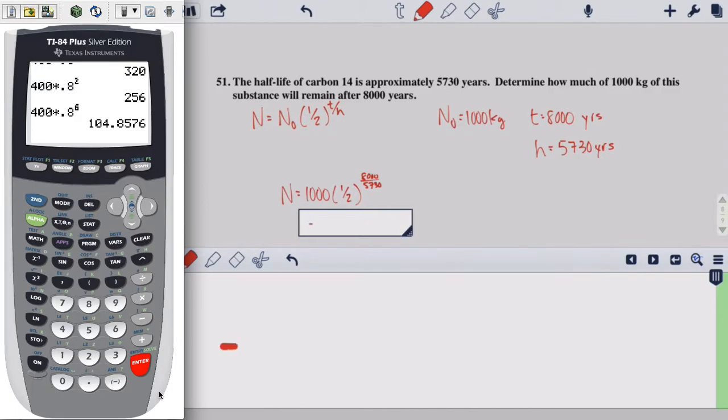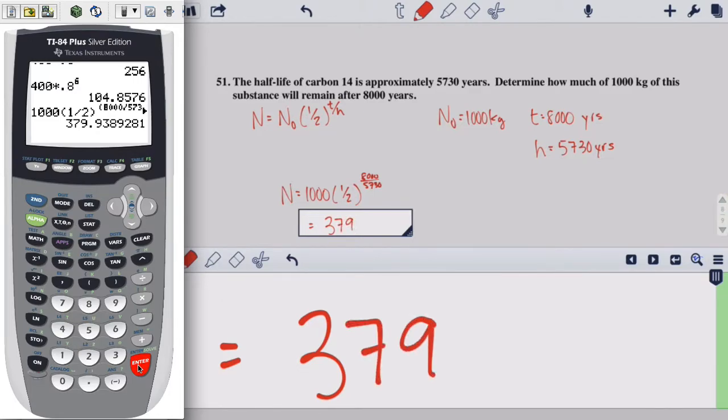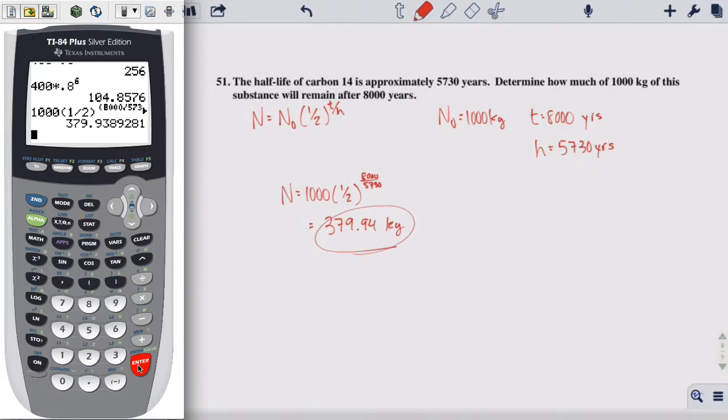Plug that in the calculator. 1,000 times 1/2. You can do 0.5 if you want. Raised to 8,000 divided by 5,730. Close parentheses, hit enter. There will be approximately 379.94 kilograms. And that's your answer.